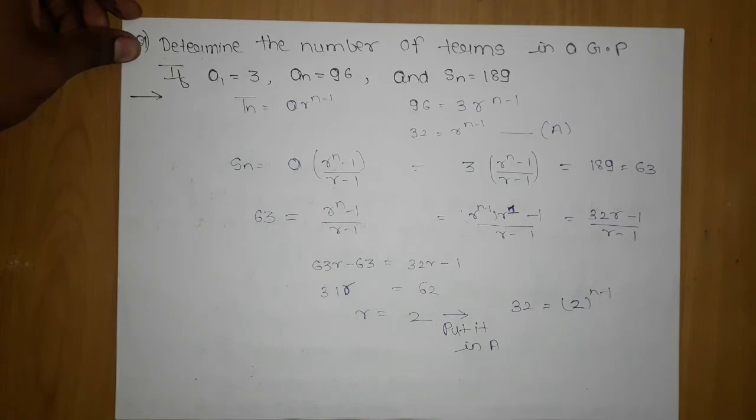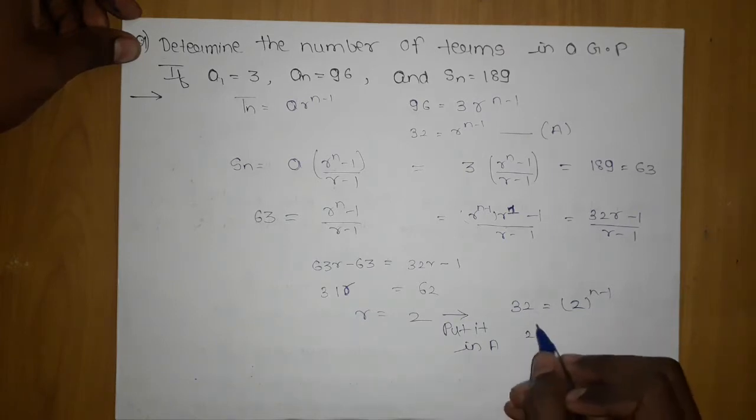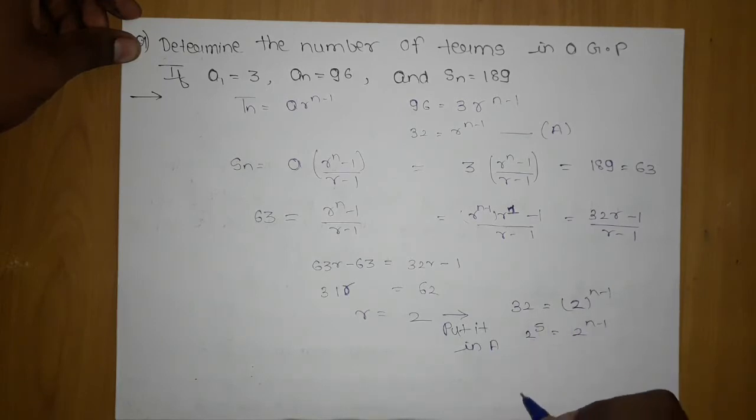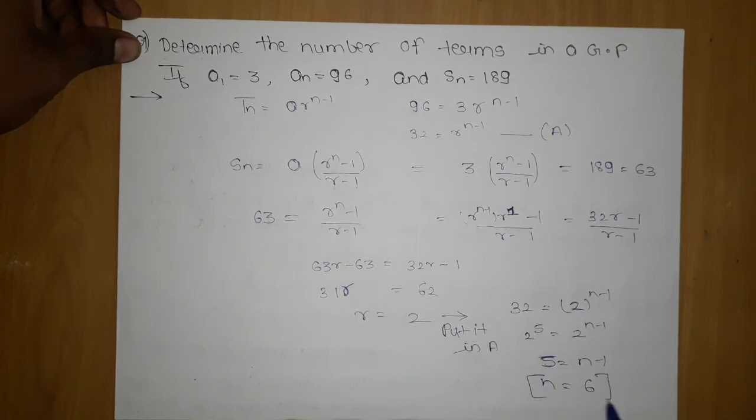Whenever you see a GP, to make your calculation easy, you should know at what power a number can be broken into 2s. We know at the 3rd power it is 8, at the 4th power it is 16, so at the 5th power it should be 32. So 2 power 5 should be 2 power n minus 1. Now I can compare the powers because my base is the same. So 5 should be equal to n minus 1. So n is nothing but 6. This is our answer.